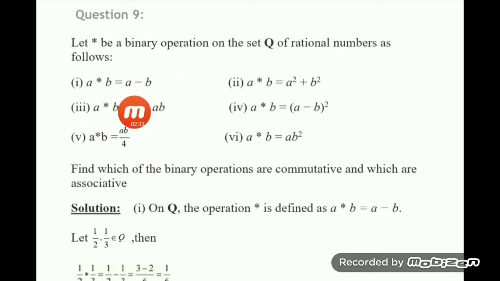Our first question is A star B is equal to A minus B. Here you see, we already know that whatever rational numbers you take, the differences of them are not equal. Obviously not. So here I'll simply give an example that this is not commutative.